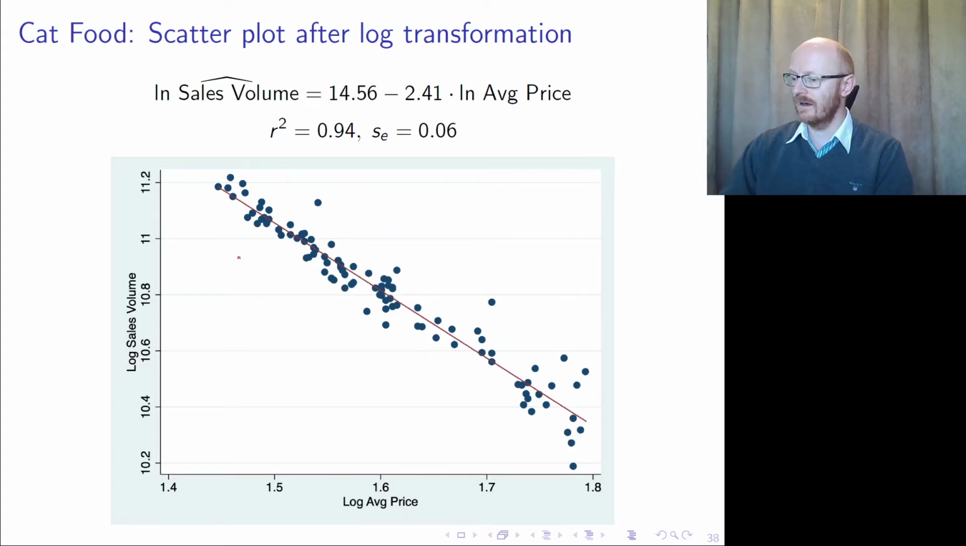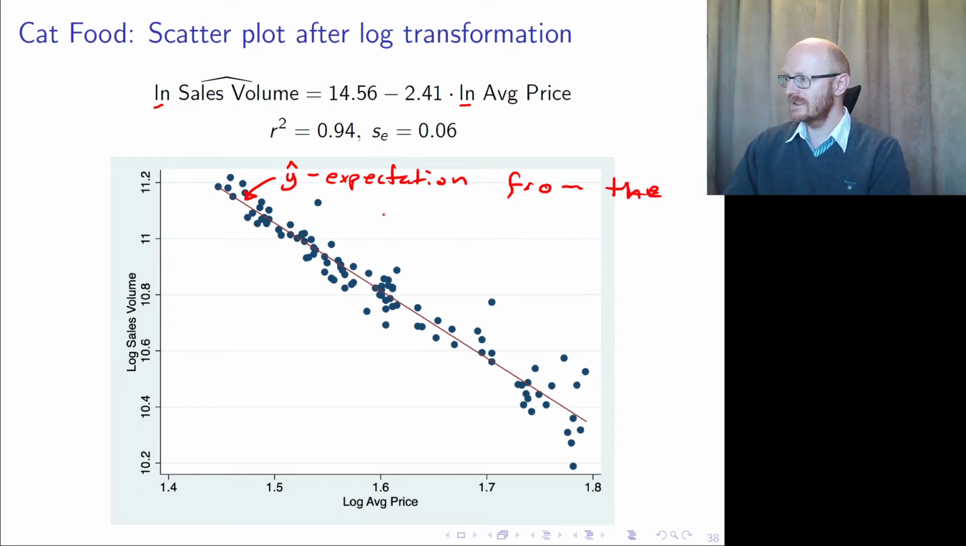But now back to the cat food example. After you have regressed the logarithmic transform of sales volume on the logarithmic transform of the average price, you can plot the scatter plot with the y hat, which is the expectation from the log regression.